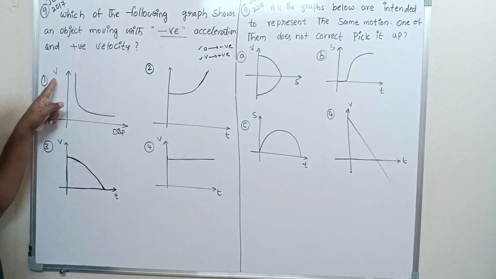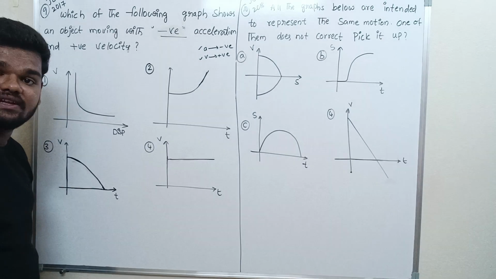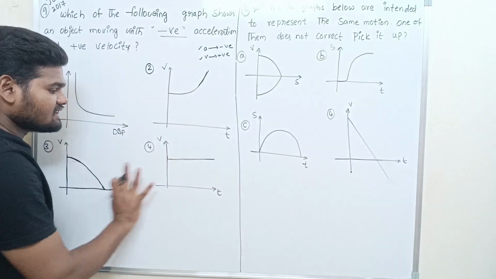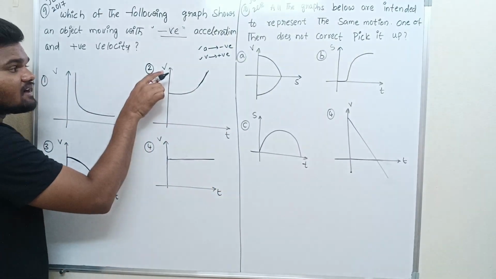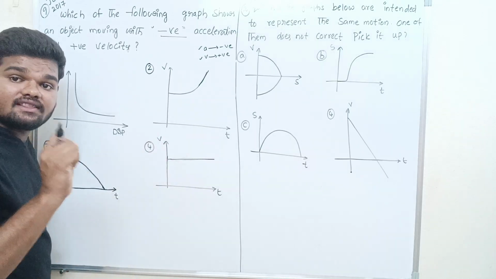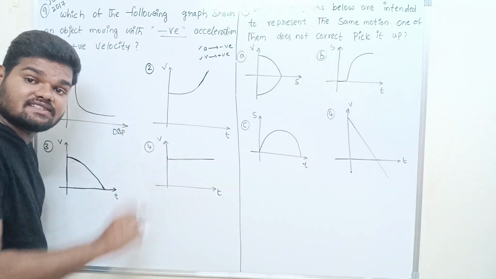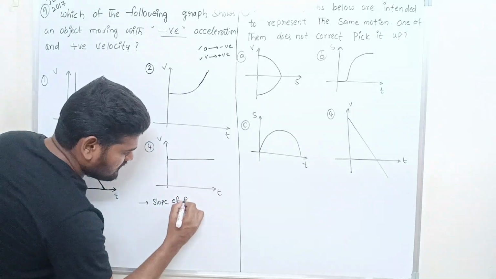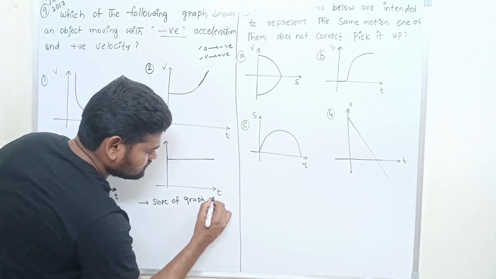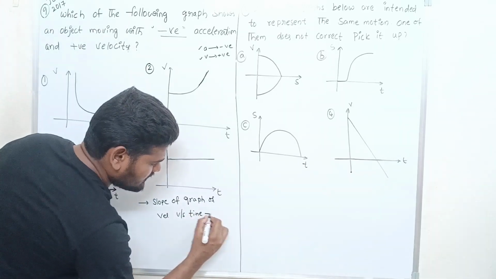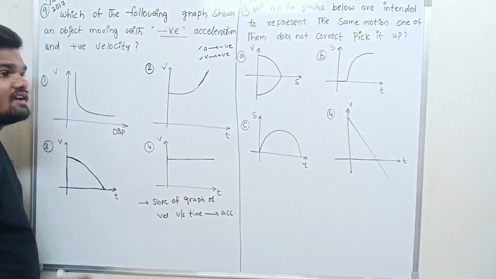Have a look. The first graph is velocity versus displacement. Keep this graph as a, and let us analyze the other three graphs, which are graphs of velocity versus time. Then the slope of the graph of velocity versus time gives what? Acceleration. Right?